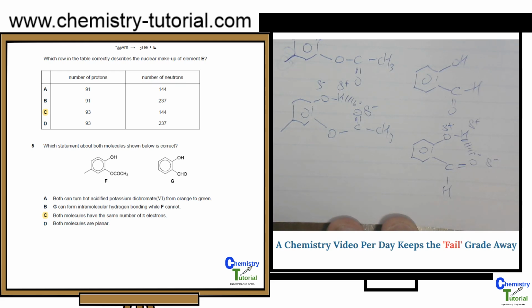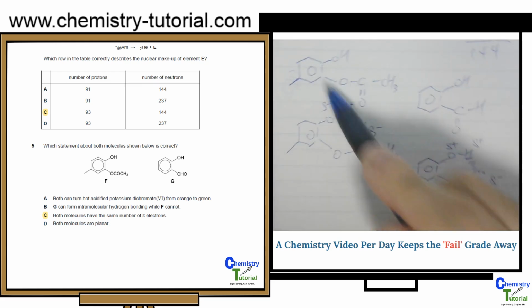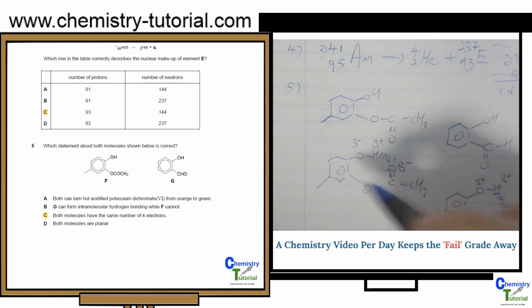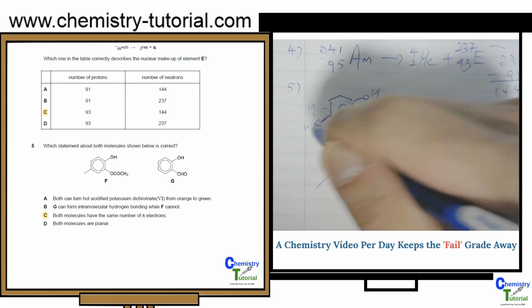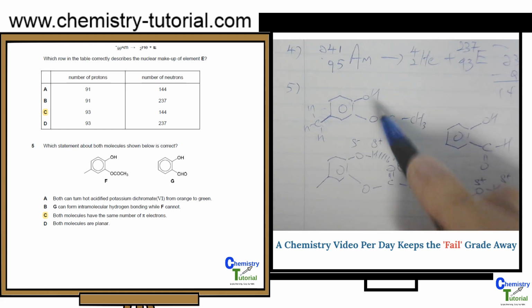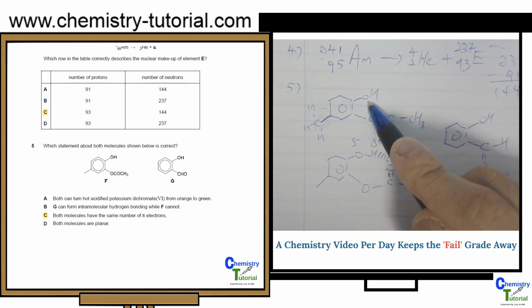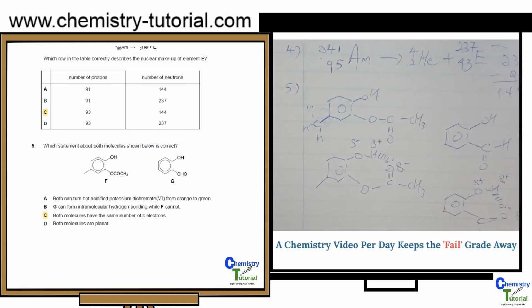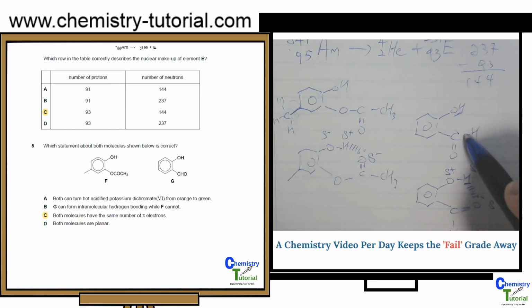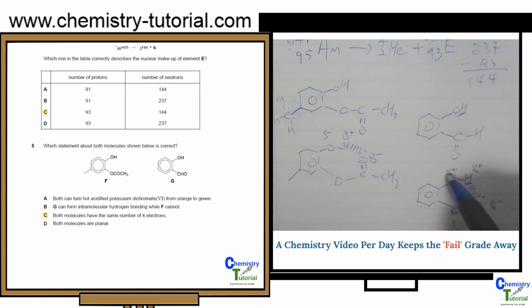Now, let's look at D first. Both molecules are planar. That's not true because, yes, the benzene ring itself is planar because it's sp2 hybridized. The carbon atoms are all sp2 hybridized. But if you check over here, you have a methyl group. This is sp3 hybridized, which means that you adopt tetrahedral shape, which is not planar. Similarly for here, actually this oxygen will be bent shape or V shape with respect to the oxygen atom, so it's not planar. There's a bent shape with respect to O, trigonal planar with respect to C. So definitely option D is wrong.